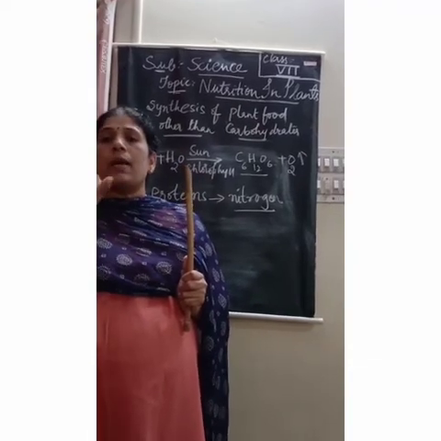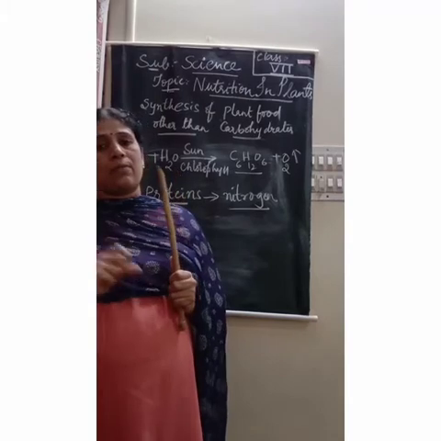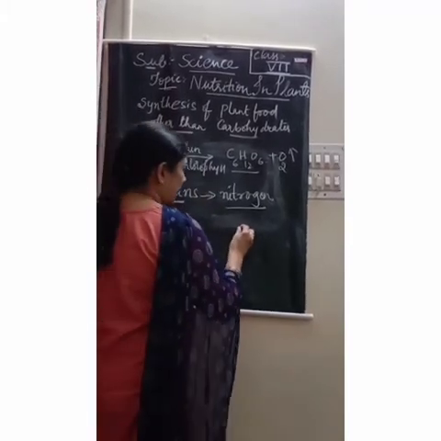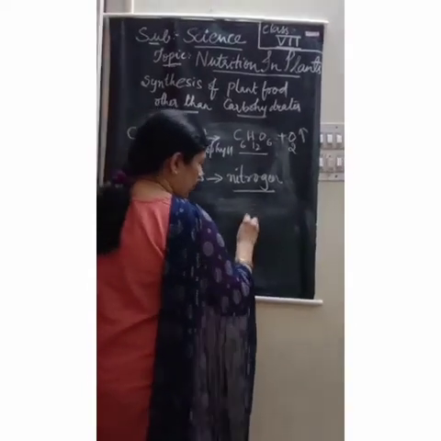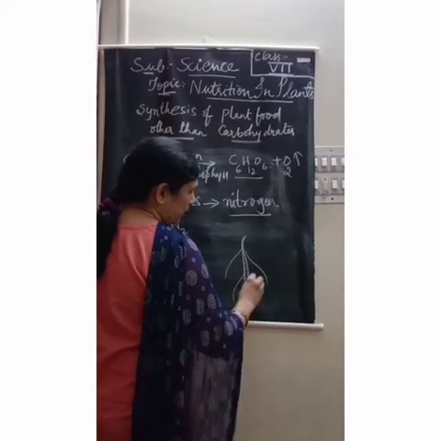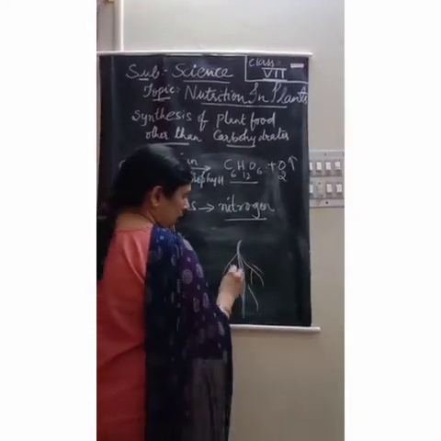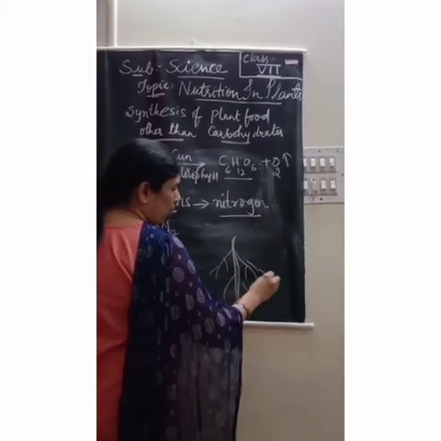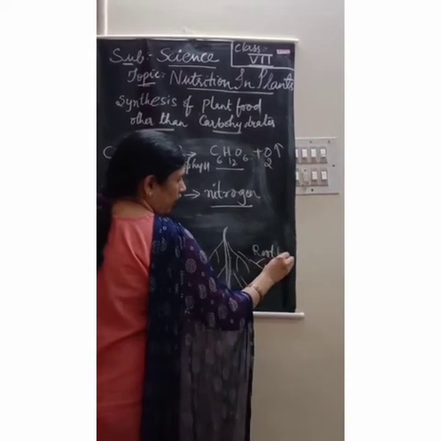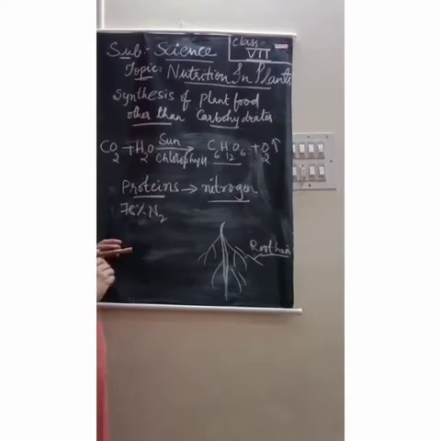Then how can plants derive nitrogen from the atmosphere? Observe carefully, children. You know the roots, right, children? These are the plant's parts, the root. This is called a tap root system. We have a primary root, the mother root, and these are called secondary roots. They have root hairs. What is that, children? Root hairs. I am writing the tap root system. Fibrous root and tap root system.